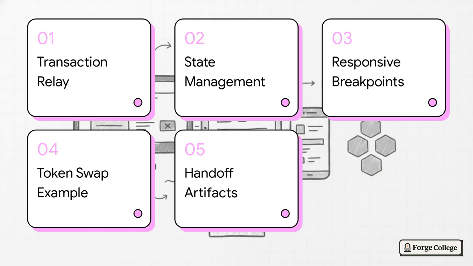So here is our engineering blueprint for today. Number 1, the transaction relay race. Number 2, local versus authoritative state. Number 3, blueprinting responsive breakpoints. Number 4, the token swap example. And finally, number 5, preparing the handoff artifacts.